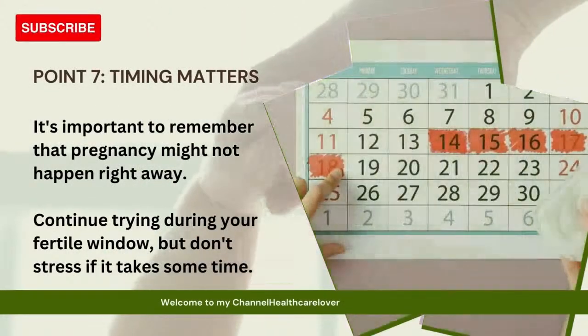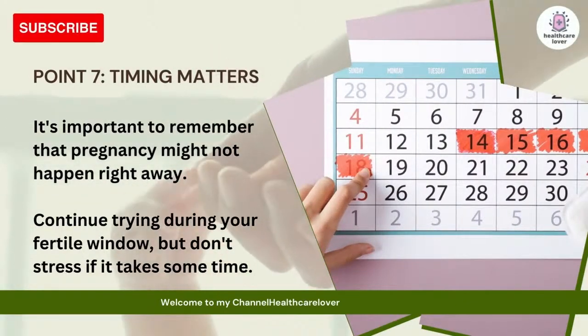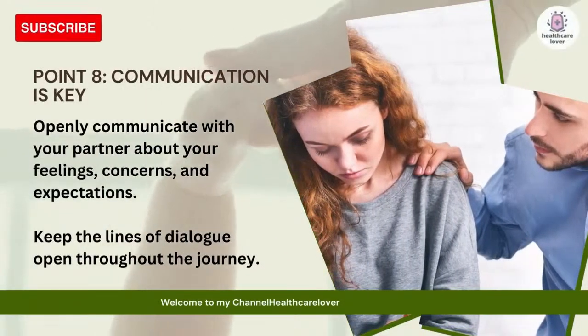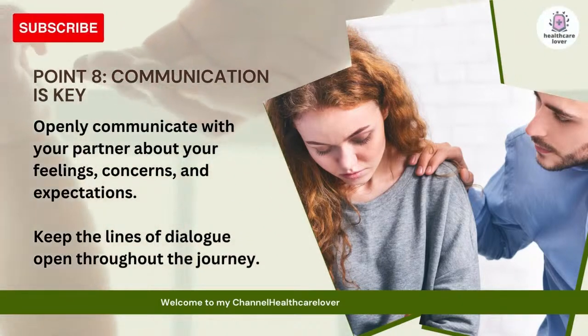Point 7. Timing matters. It's important to remember that pregnancy might not happen right away. Continue trying during your fertile window, but don't stress if it takes some time. Point 8. Communication is key. Openly communicate with your partner about your feelings, concerns, and expectations. Keep the lines of dialogue open throughout the journey.